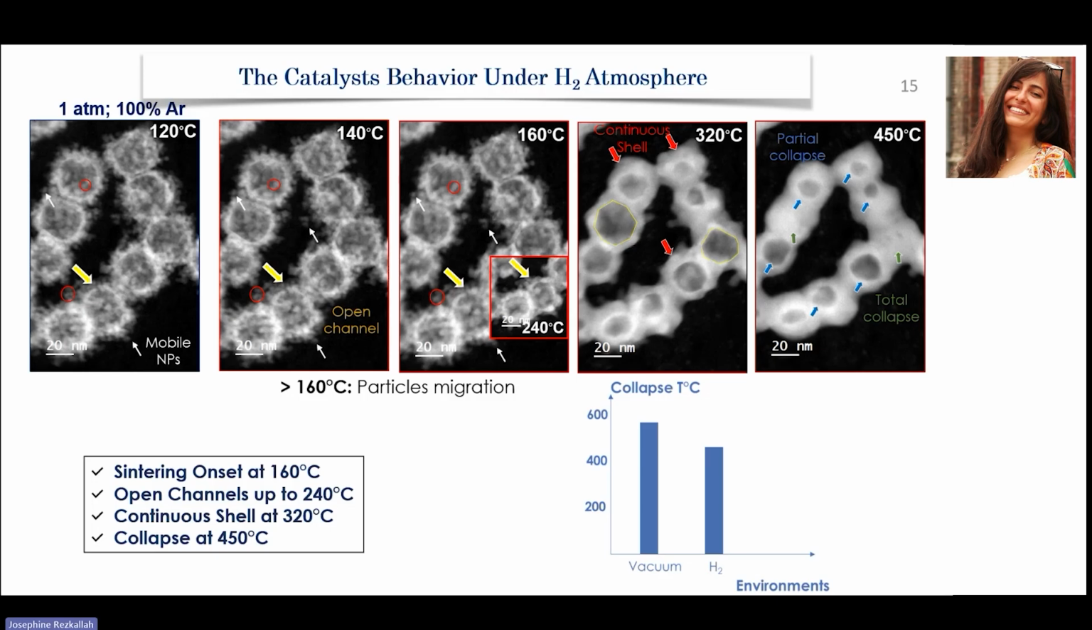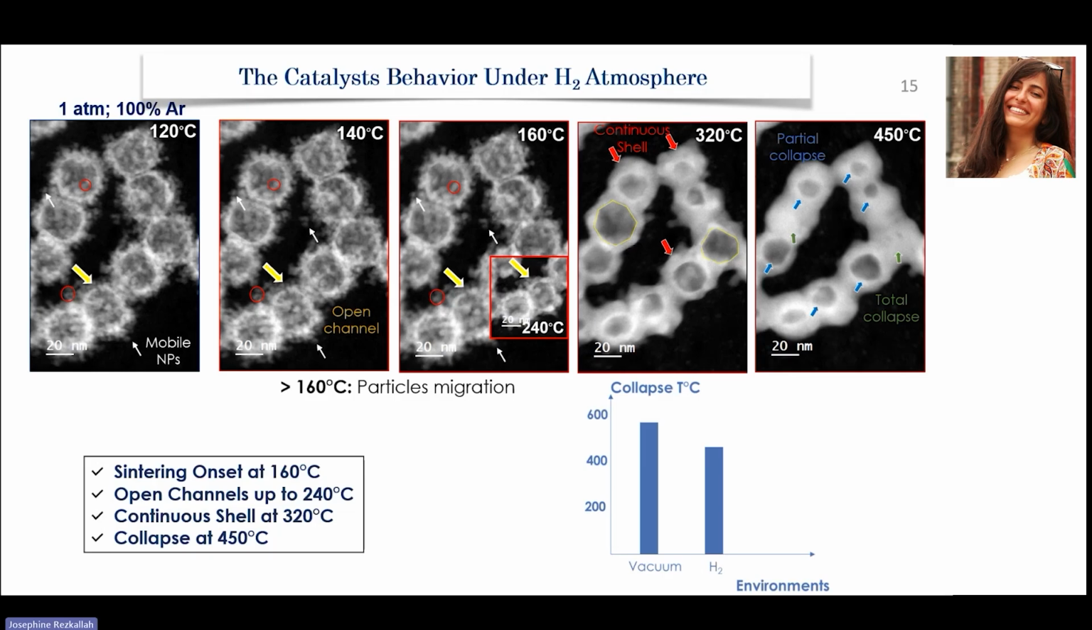So hydrogen enhances the atomic mobility of the surface atoms, enhancing platinum atom surface self-diffusion. On the other hand, the presence of hydrogen caused an increase in atomic kinetic energy, overcoming the crystal slip potential barrier, so leading to an earlier collapse of the hollow structure compared to their collapse in the vacuum environment.